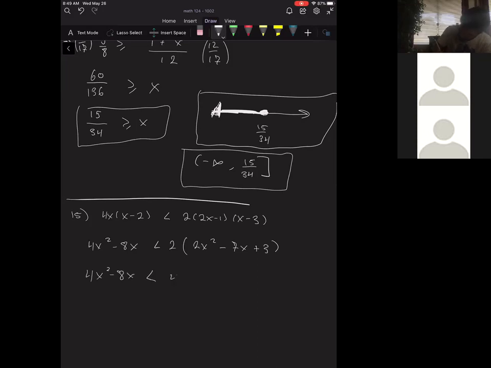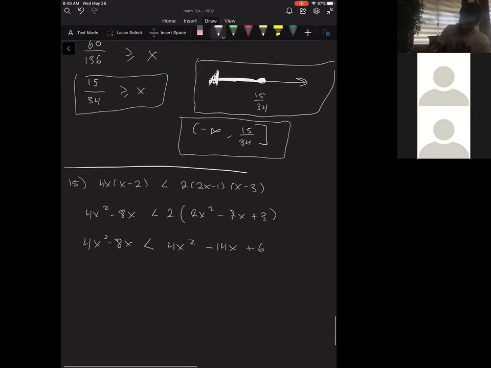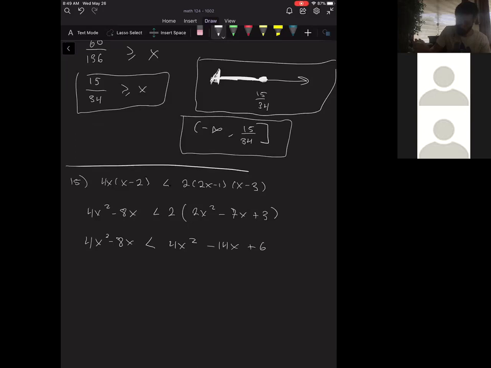we'd have 4x squared minus 14x plus 6. Okay, so now let's get all the x's on one side and the numbers on the other side. So let's move everything over to the left. Subtract a 4x squared, subtract a 4x squared, add the 14x, add the 14x, and that's all we need to do for now.